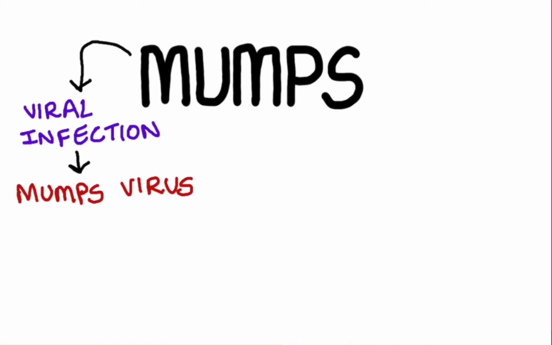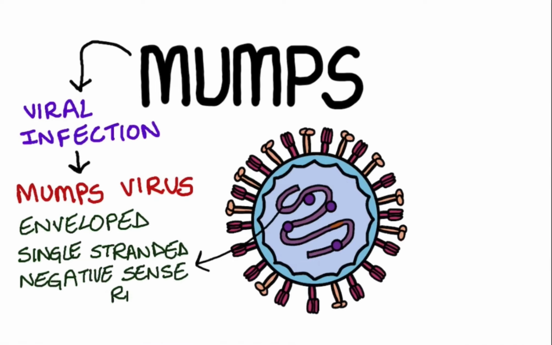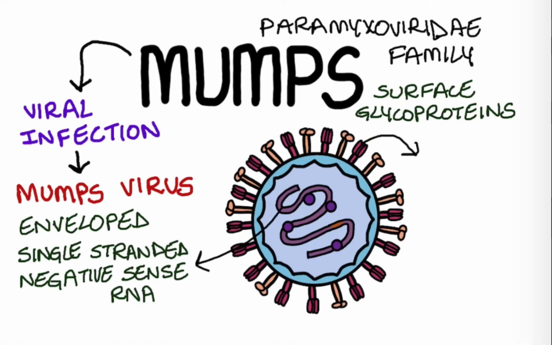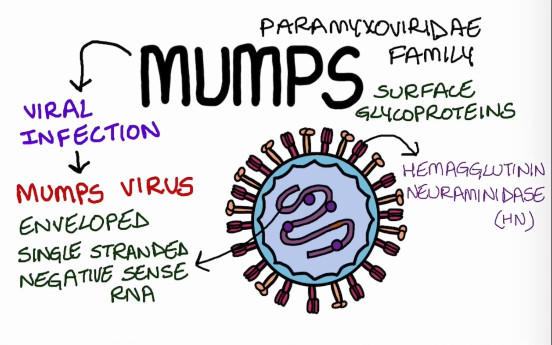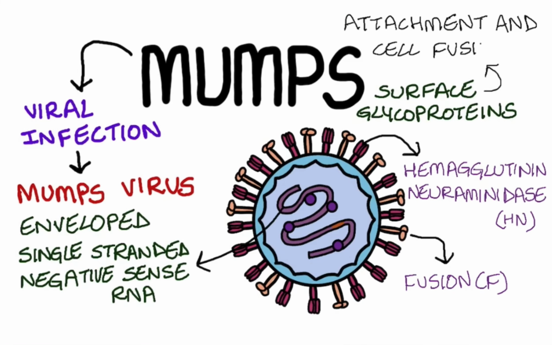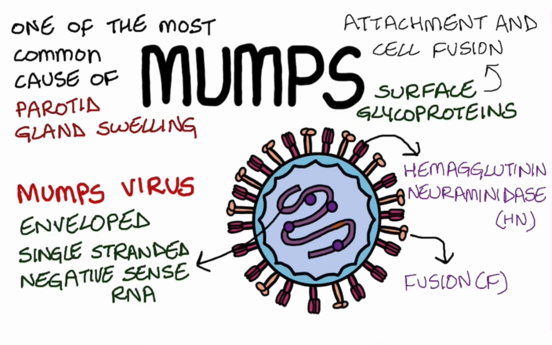Mumps. It is a viral infection caused by Mumpsvirus. The Mumpsvirus is an enveloped, single-stranded, negative-sense RNA virus belonging to the Paramyxoviridae family. This virus has surface glycoproteins, namely hemagglutinin neuraminidase (HN) and fusion F protein. These help the virus in attachment and cell fusion. It is one of the most common causes of parotid gland swelling in children.